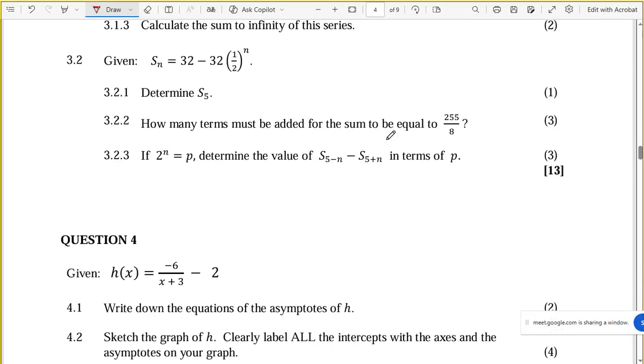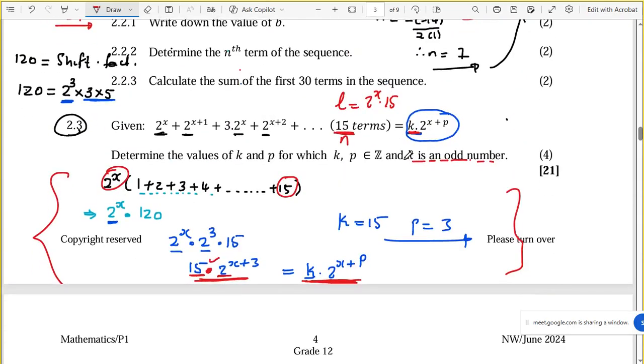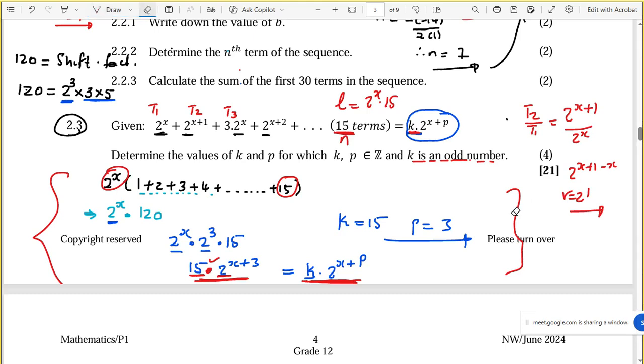Let's test what type of sequence we are working with here. So this is my T1, this is my T2, this is my T3. When I say T2 over T1, this gives me 2^(x+1) over 2^x. The bases are the same, so we subtract the exponents. So this is 2 to the power x+1, we subtract x, the x cancels, which is just 2 to the power 1. So that's r. So this should be equal to what? This should be equal to T3 over T2.